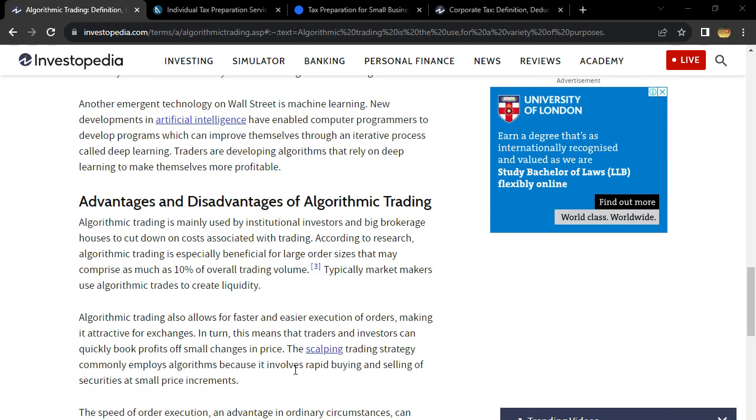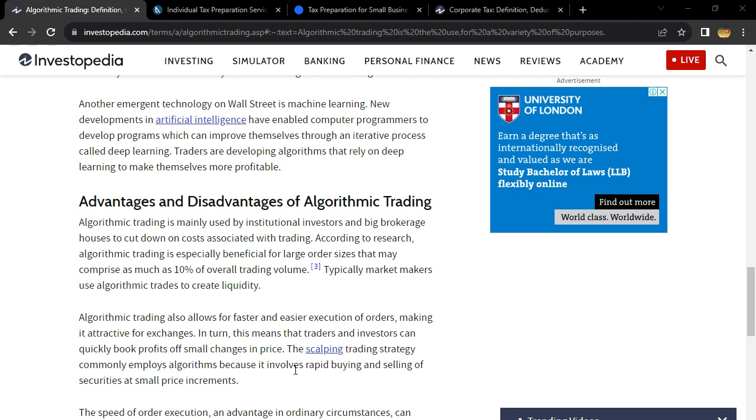Advantages and disadvantages of algorithmic trading. Algorithmic trading is mainly used by institutional investors and big brokerage houses to cut down on costs associated with trading. According to research, algorithmic trading is especially beneficial for large order sizes that may comprise as much as 10% of overall trading volume. Typically, market makers use algorithmic trades to create liquidity. Algorithmic trading also allows for faster and easier execution of orders, making it attractive for exchanges.